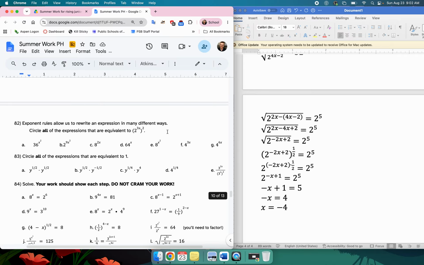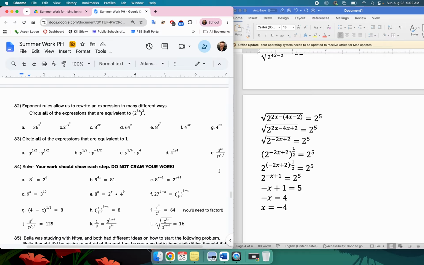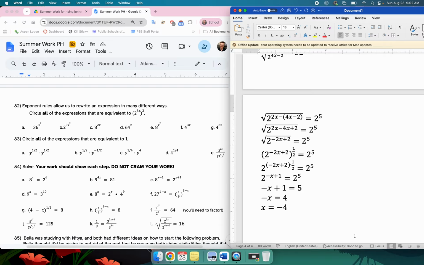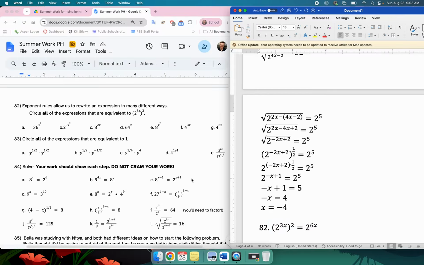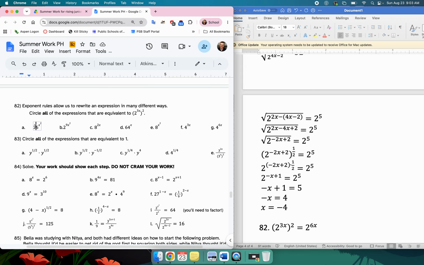Cool. 82. Exponent rules allow us to rewrite an expression in many different ways. Circle all the expressions that are equivalent to 2 to the power of 3x squared. I would start by simplifying that original expression as a baseline. That's a power of a power, so you multiply these two guys. So that'd be 2 to the power of 6x. So I'm just going to figure out what's equivalent to that. This guy, no. That guy cannot be simplified.